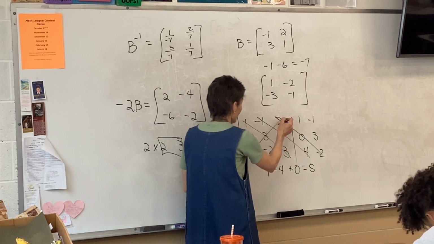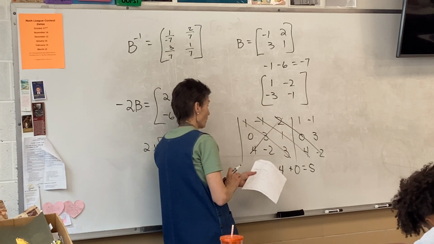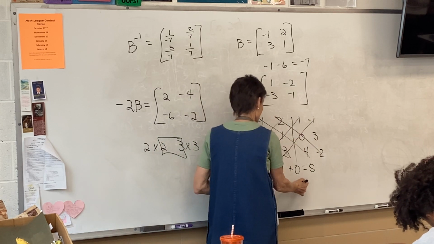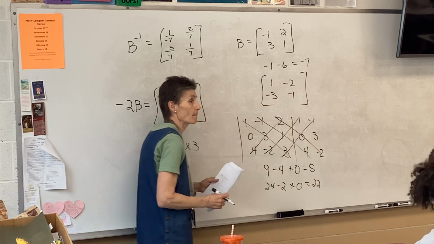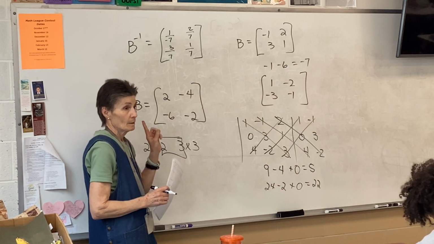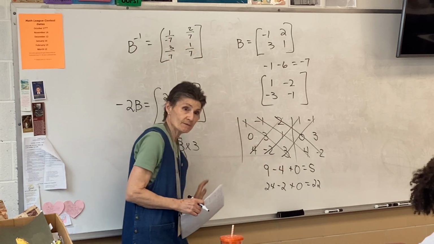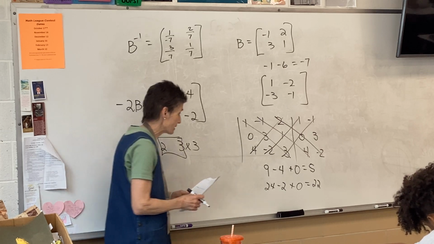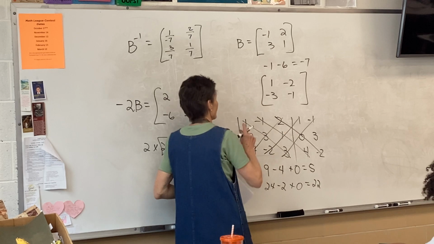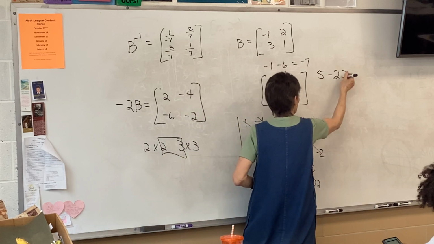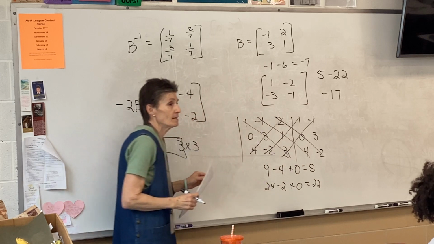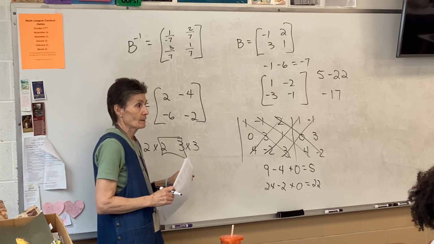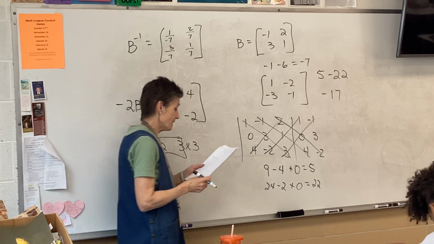Other way, that one is 24. That one is -2. And that one is 0, so that gives me a 22. So these were 5, these were 22. What do I do with those two numbers? Subtract. And it must be in that order. It must be 5 minus 22. So the answer is -17. Okay? All right. Now, answer the following.